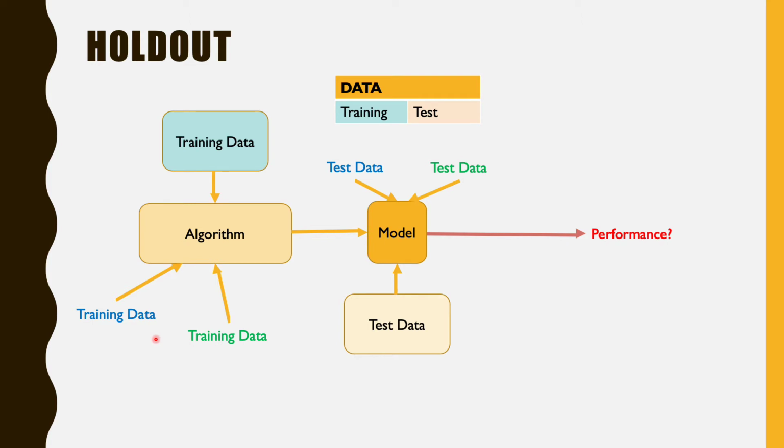Here is the question for this method. I have several performances right now, from several types of splitting. What would I do now? Please stop the video and think about it. The answer can be that I can take the average of my performance from each training and test data.